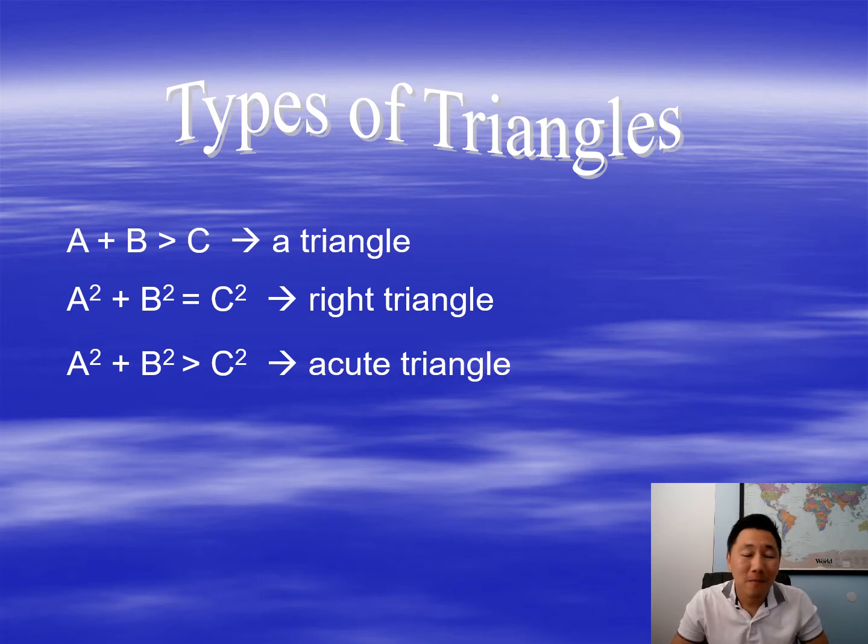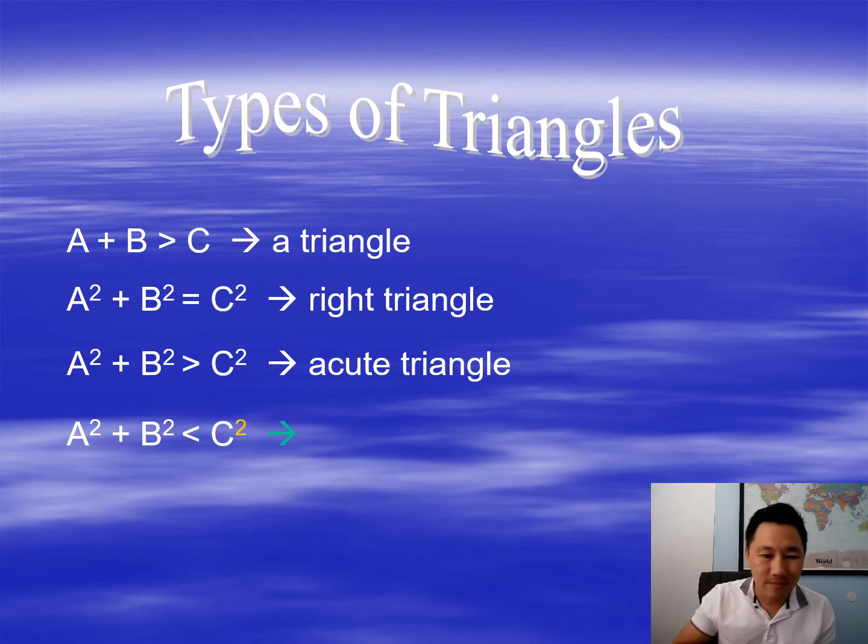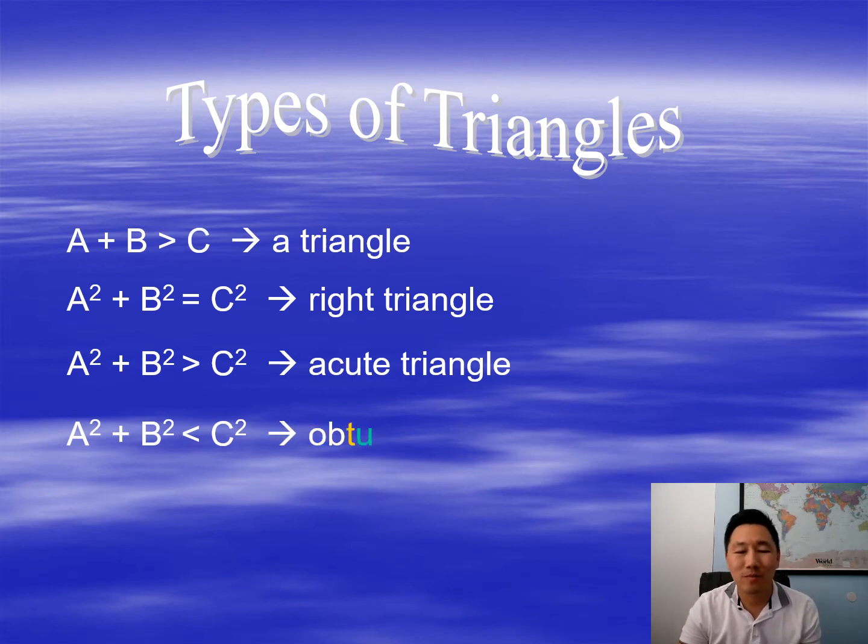All right, but what happens if you have A squared plus B squared is greater than C squared? When that's the case, you have what's called an acute triangle. And then, of course, if you have A squared plus B squared is less than C squared, we have an obtuse triangle.